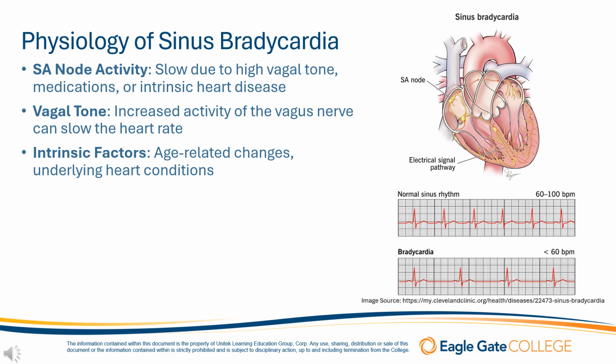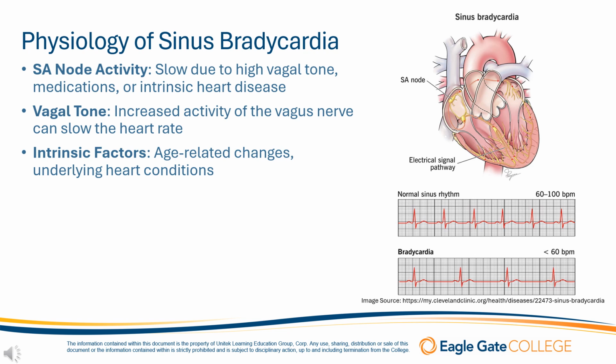The vagus nerve, part of the parasympathetic nervous system, plays a crucial role in regulating heart rate. Increased vagal tone means there is heightened activity of the vagus nerve, which releases acetylcholine that acts on the SA node to slow the heart rate. High vagal tone can be seen in well-trained athletes, during sleep, or as a response to relaxation techniques. However, it can also be pathologically elevated due to conditions such as vasovagal syncope or carotid sinus syndrome.